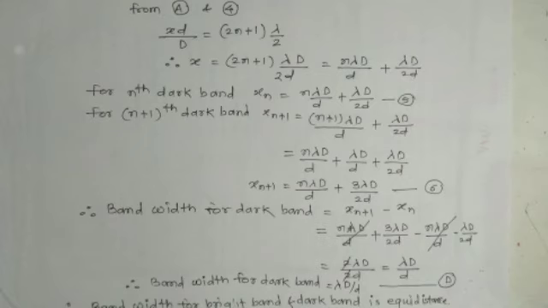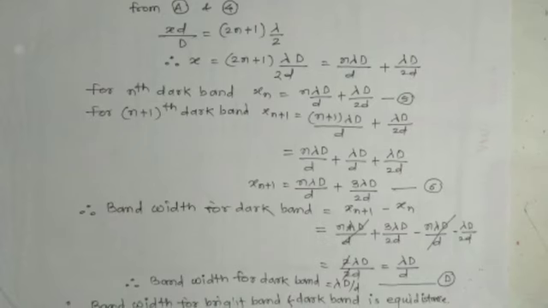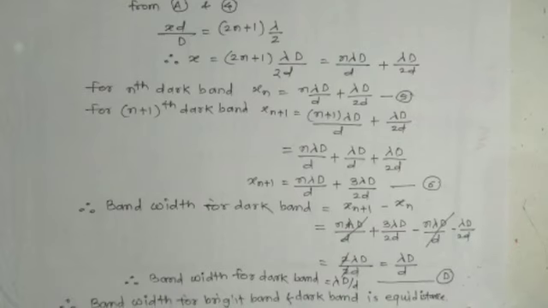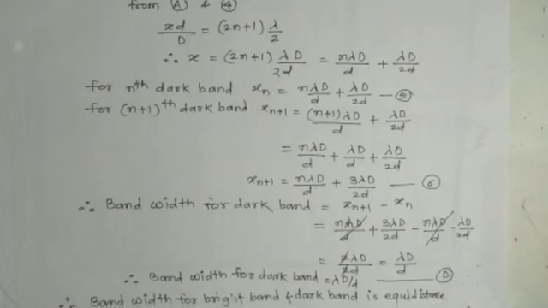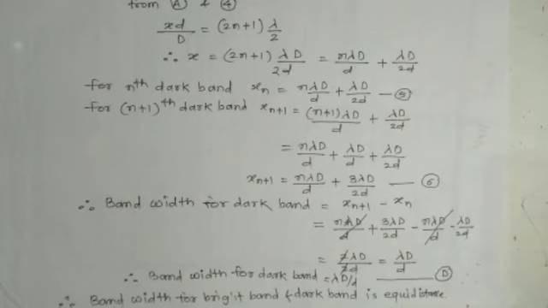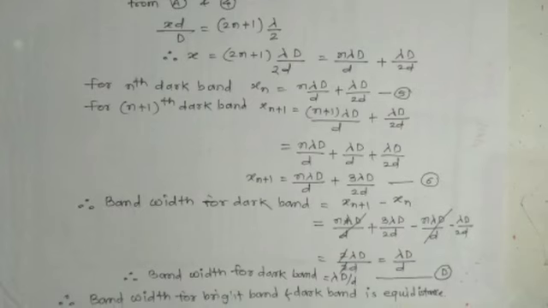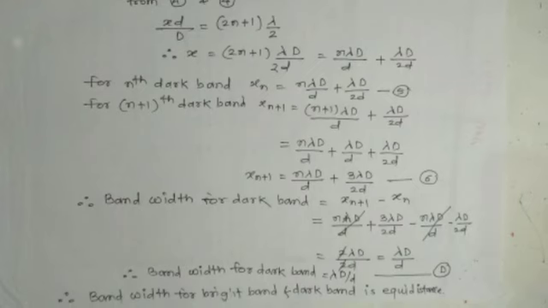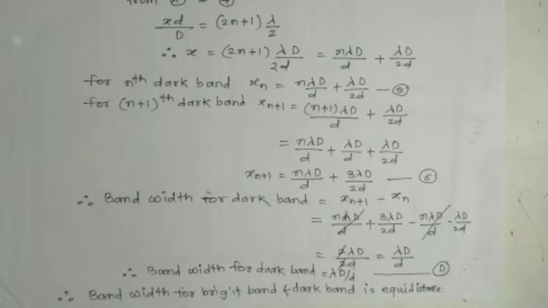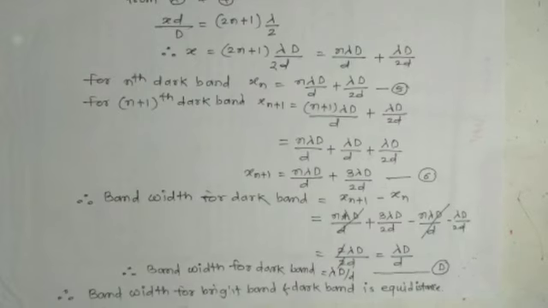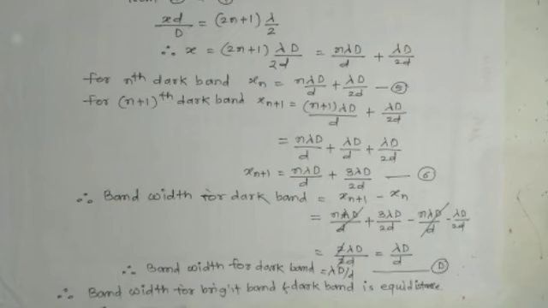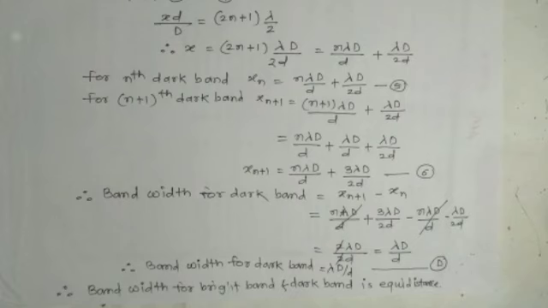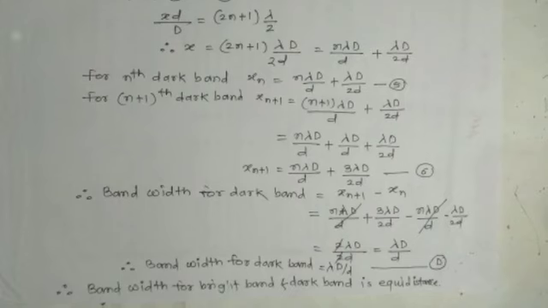Here nλD/d gets cancelled. So by subtracting, we get 2λD/2d, which is equal to λD/d. Therefore, bandwidth for dark band equals λD/d. Equation D. From equation C and equation D, we say that bandwidth for bright band and dark band is equidistant.